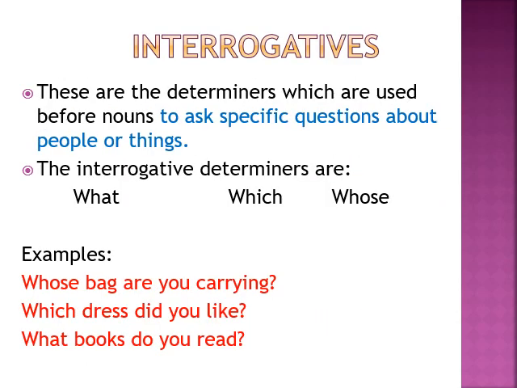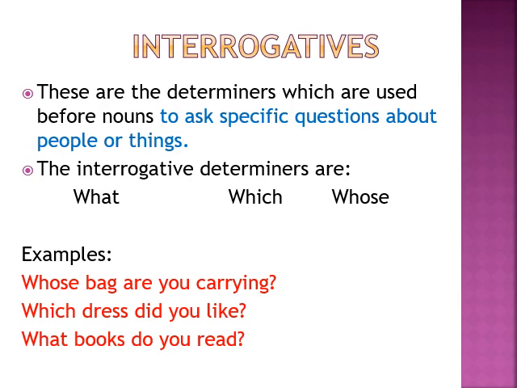Now come interrogatives. Interrogatives, as you know, are used to ask questions. So these are the determiners which are used before noun to ask specific questions about people or things. The interrogative determiners are what, which and whose. Example, whose bag are you carrying? So it is asking about the noun bag. Whose bag? Which dress did you like? What books do you read?